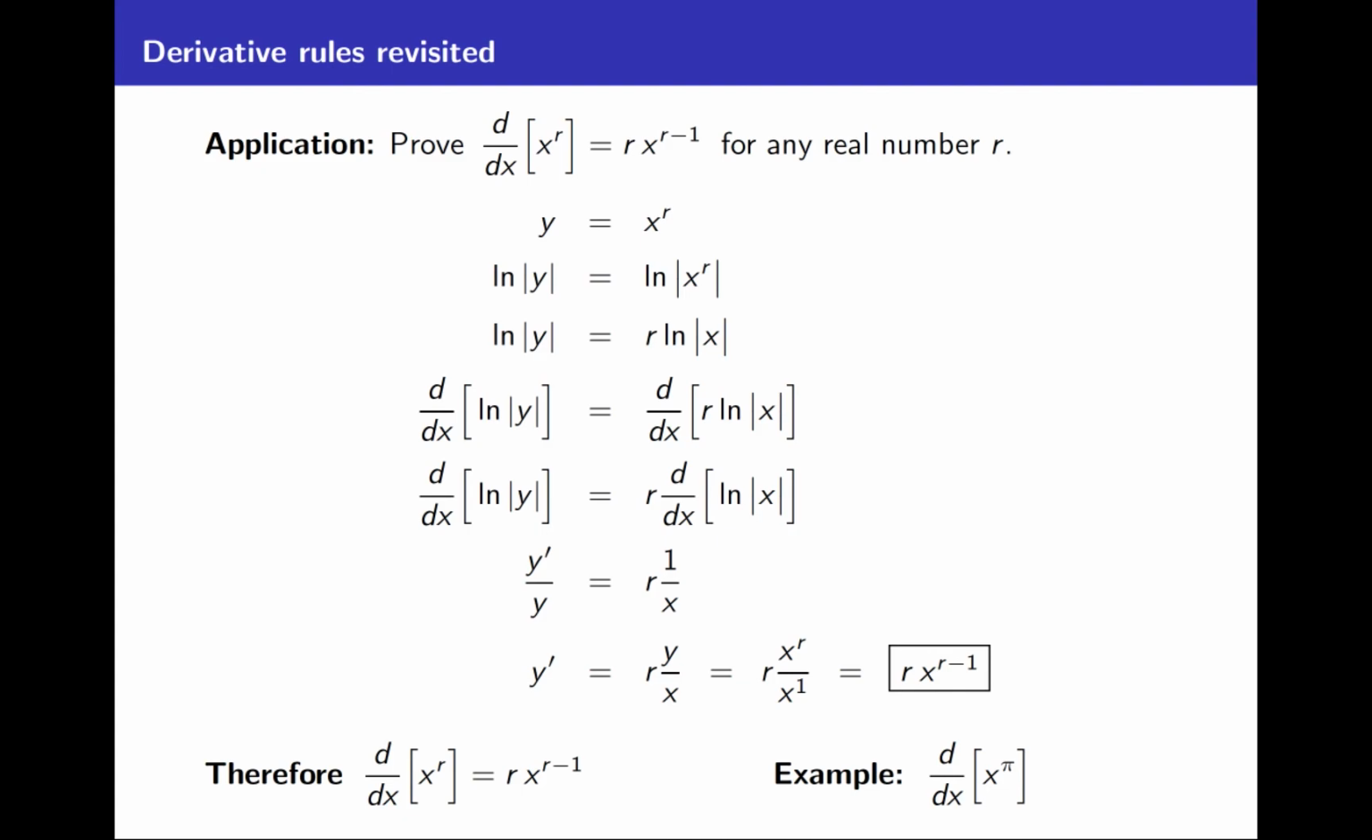So as a quick example, let's take the derivative of x to the power of pi. That's a pretty strange function, but it has an easy derivative. We can use the power rule. The answer is pi times x to the power of pi minus 1.